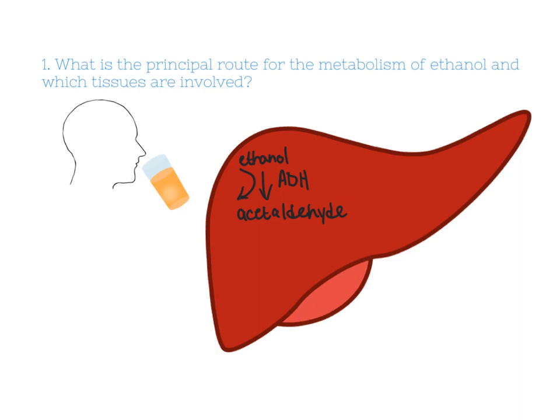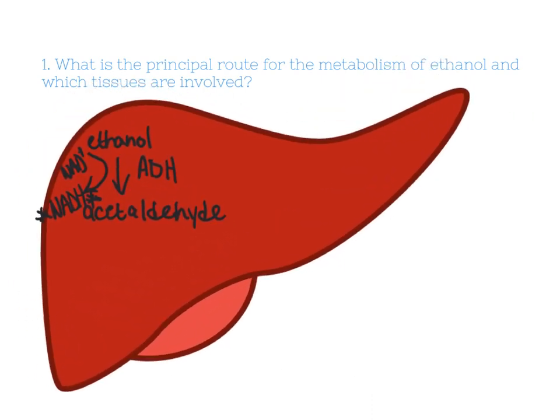And by doing so, a molecule of NAD+ is reduced to NADH. The generation of NADH has a lot of downstream consequences that we will cover later in this video. Acetaldehyde then is later metabolized into acetate, a reaction catalyzed by the enzyme acetaldehyde dehydrogenase. This reaction also generates a molecule of NADH from NAD+. Again, very important.